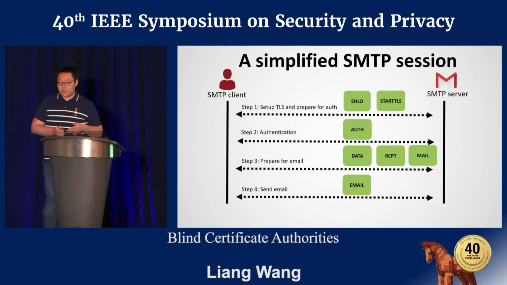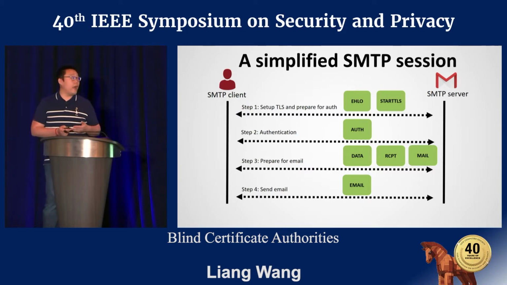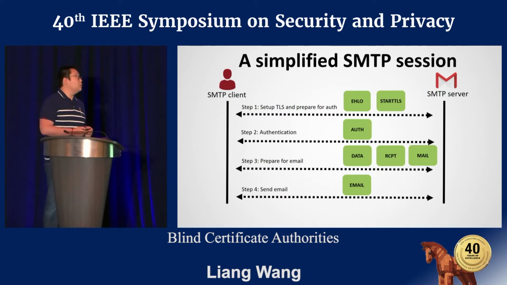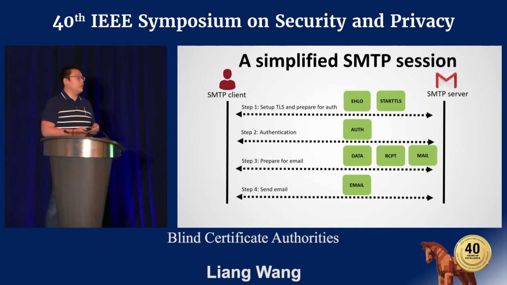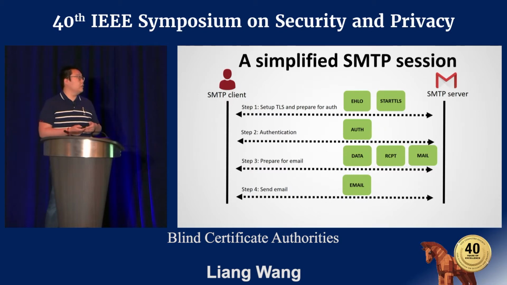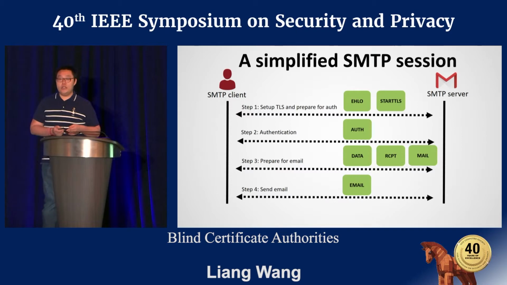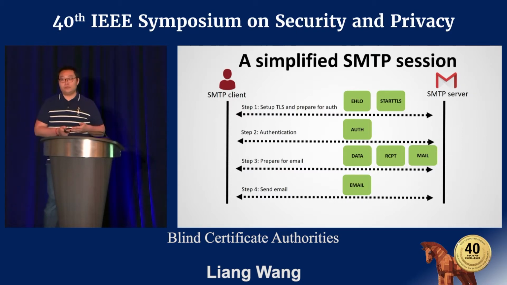First, the client sends some message to the server to set up the SMTP TLS session and notify the SMTP server that it's ready for authentication. And in step 2, the client sends the authentication message, which contains the username and the password. And then the client sends some other message to notify the server that it's ready for sending email. And finally, the client will send the email.